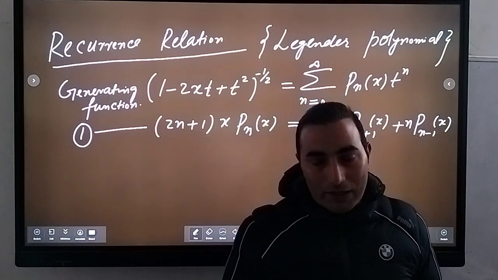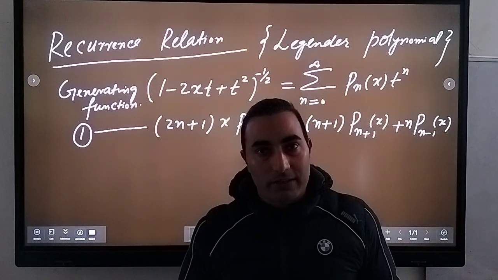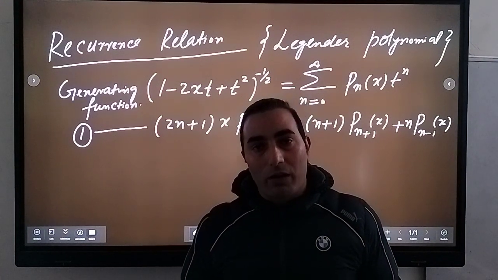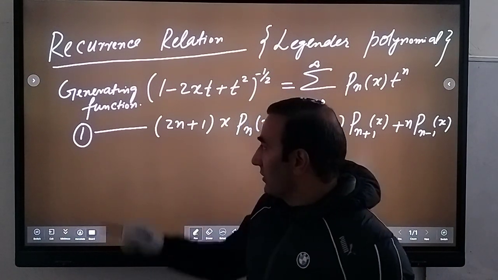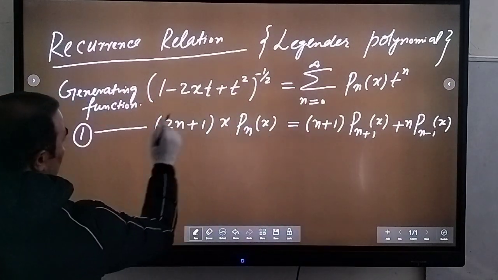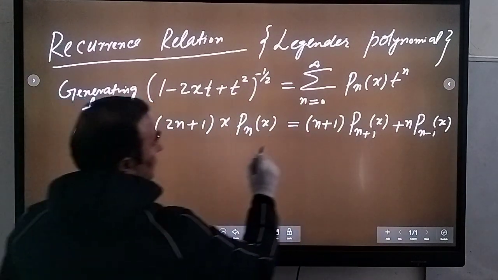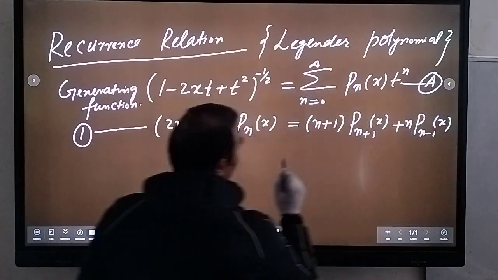Now the second one. If we again take this generating function, and if I differentiate it with respect to, because we have two variables here, first x and then t, right? Now if you differentiate this generating function with respect to t, right? So we differentiate this equation. So this is equation A. Now you differentiate A.